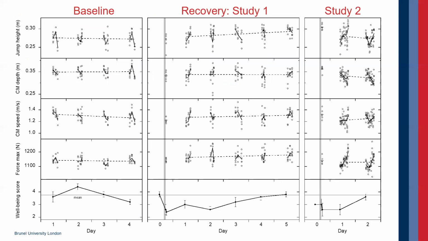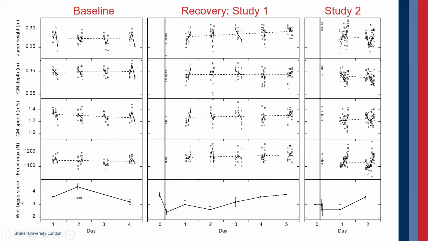So here's some more of the data. These are some of the different variables. This is the baseline testing showing consistent patterns in the jump variables. And this is playing the first match and looking at the recovery over the following 5 days, showing no exponential trend in the data. And this is a few weeks later, playing another match, and again, there's no obvious exponential recovery in the jump data.